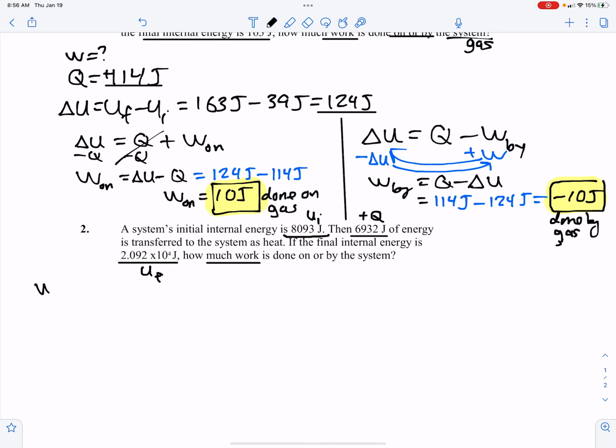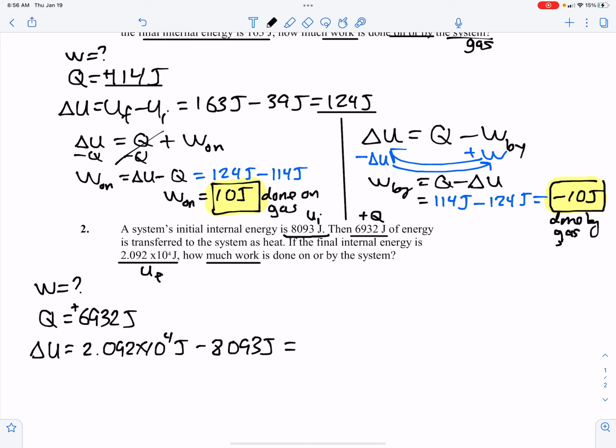Okay, so the unknown is the work. We added 6,932 joules of heat, positive. And the internal energy change would be 2.092 times 10 to the 4 joules minus the 8,093 joules. Subtracting those, we get about 12,827 joules. For the moment, I'm going to keep all 5 digits of significance here. I'm only going to round the answer at the very end. We never do any rounding partway through a problem.